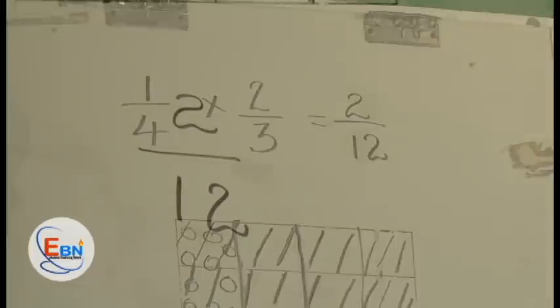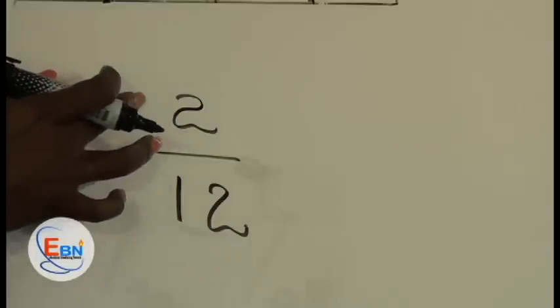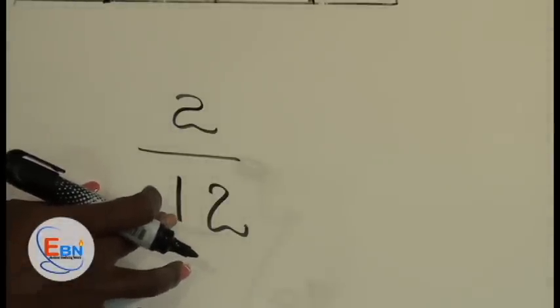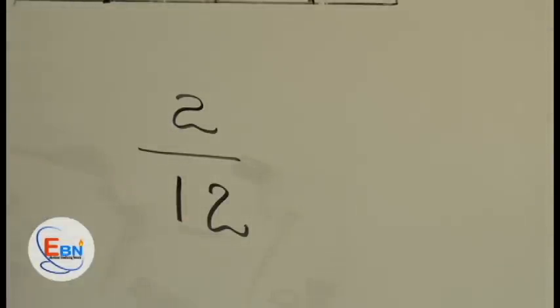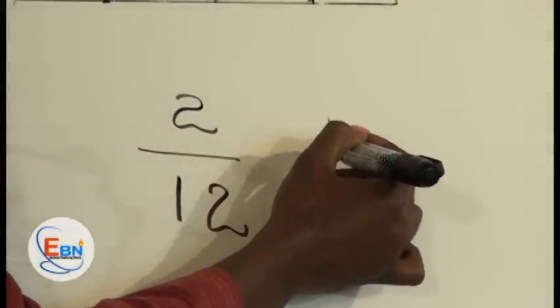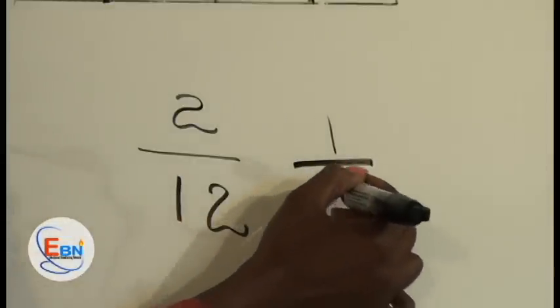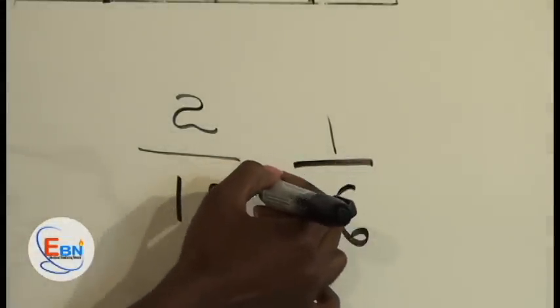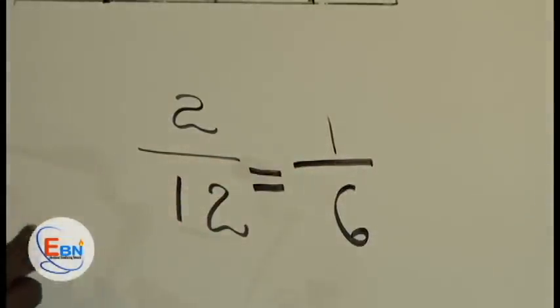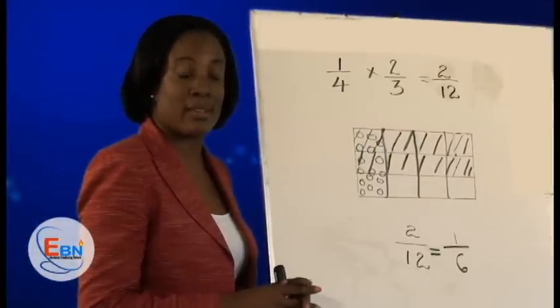2/12. So students, remember that 2/12 can be simplified. To do this, we divide our numerator and our denominator by a common factor, which is 2. Therefore, 2 divided by 2 gives us 1, and 12 divided by 2 gives us 6. So remember that 2/12 is the same as 1/6.